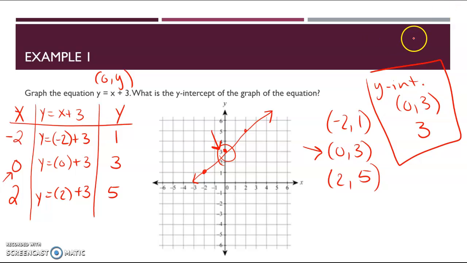In the next video, we're going to practice a couple more finding the y-intercept, and then graphing and finding the y-intercept, and then our last one is answering questions based off of y-intercepts and slopes.